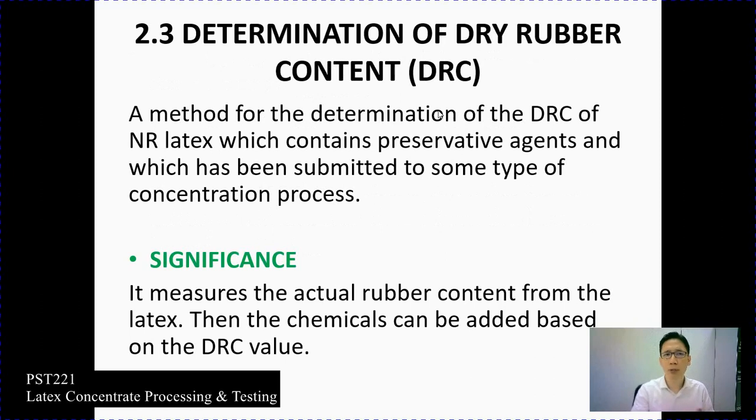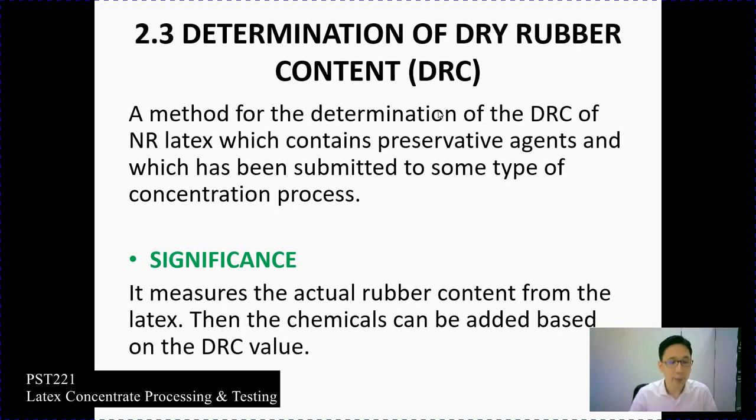Okay, we go through the second testing, which is the determination of dry rubber content or DRC. This is a method for determination of DRC of NR latex which contains preservative agent and which has been submitted to some types of concentration process. The significance of DRC is to measure the actual rubber content from the latex. Then the chemical can be added based on the DRC value.